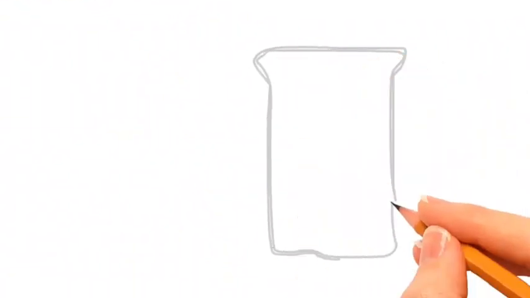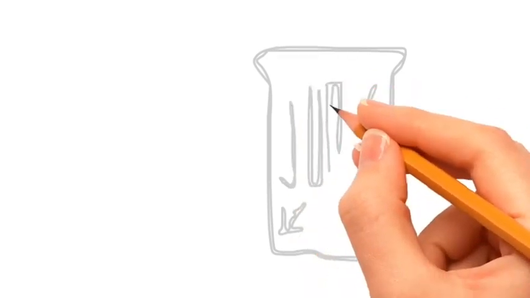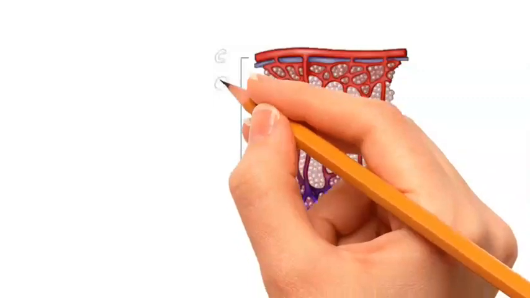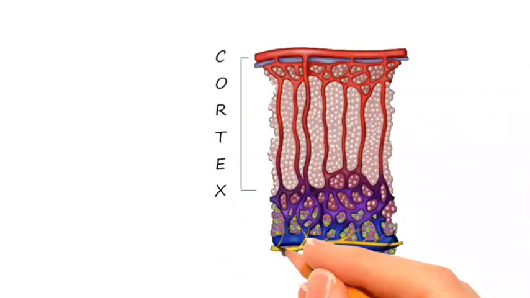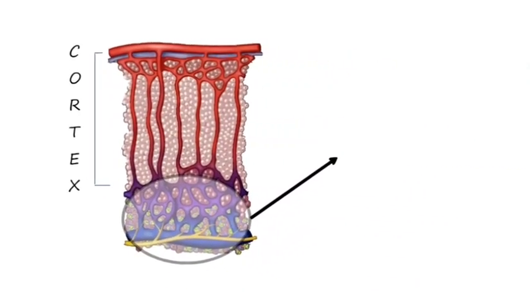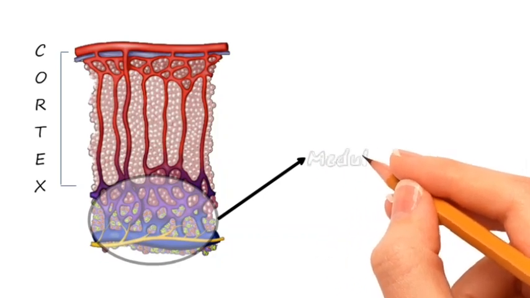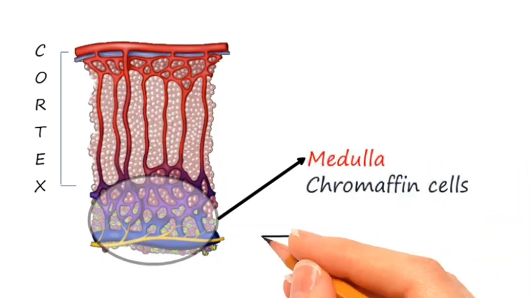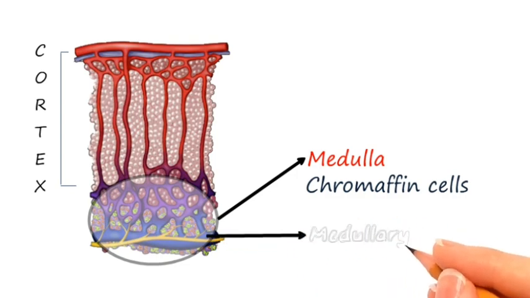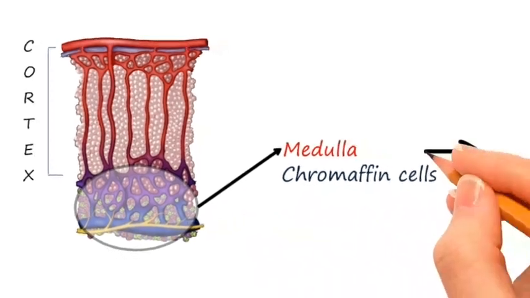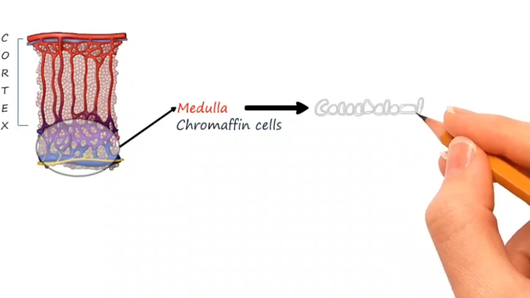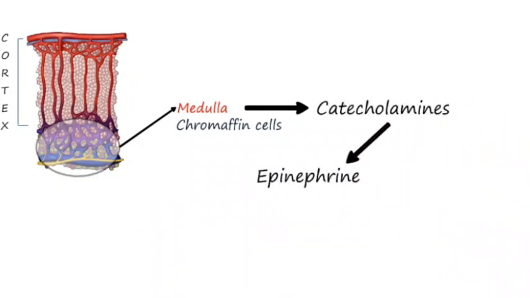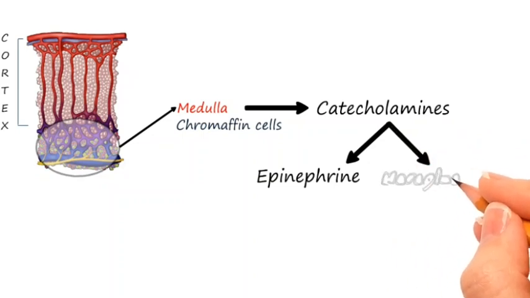Histologically, the gland is again divided into an outer cortex and an inner medulla, the medulla having chromaffin cells and the medullary veins. The medulla secretes the catecholamines, the epinephrine and norepinephrine.